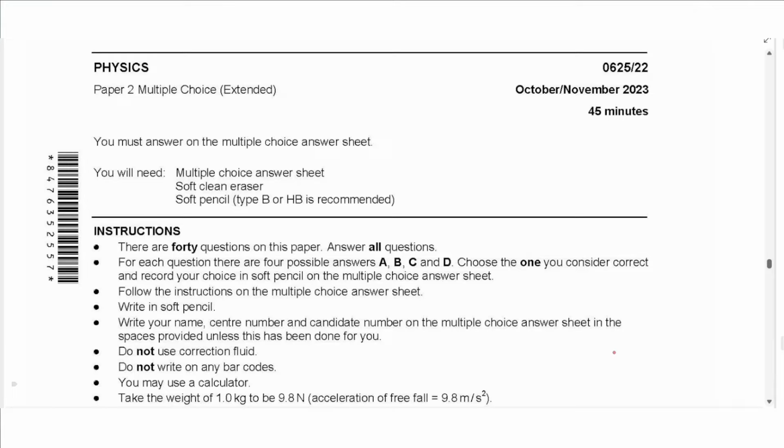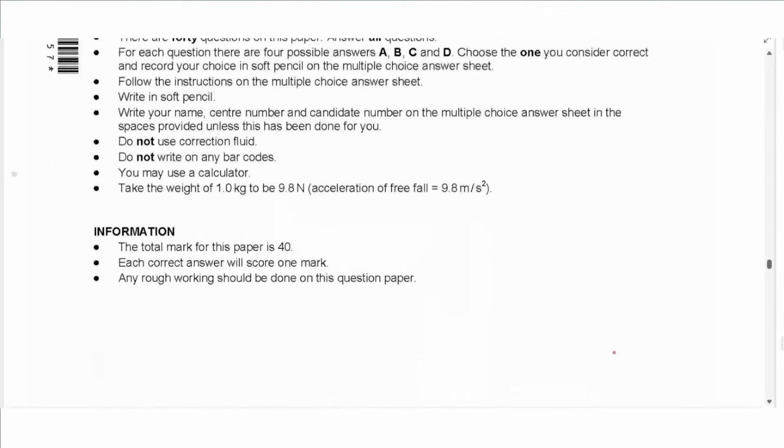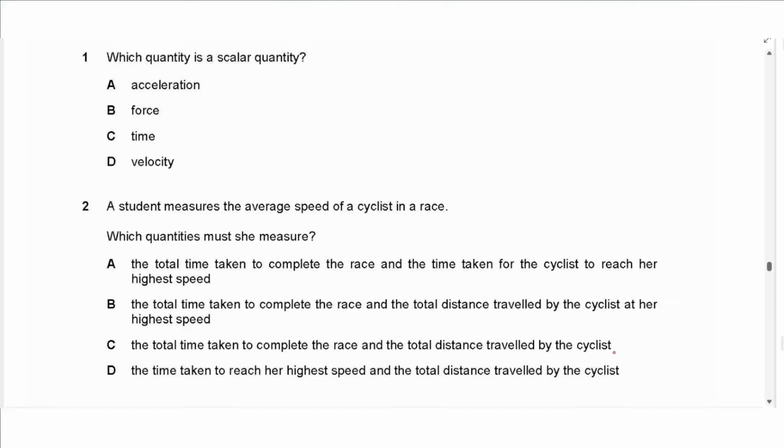In this video I will be solving the paper 2 exam for October-November 2023, variant 2. So let's get started. Question 1 says which quantity is a scalar quantity? Acceleration and force have direction, velocity also has direction, time does not have direction. So the answer is C.